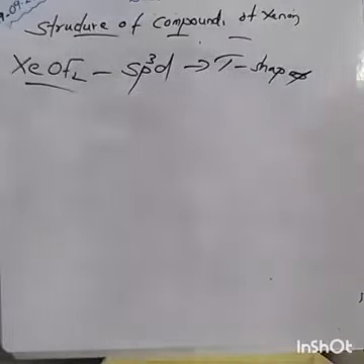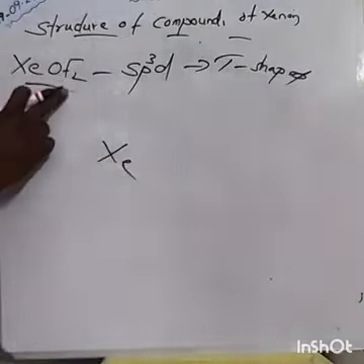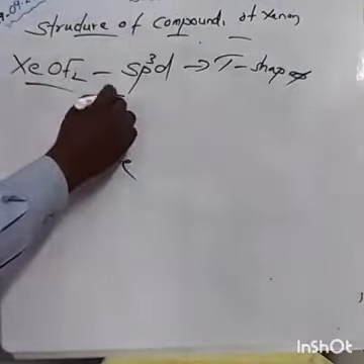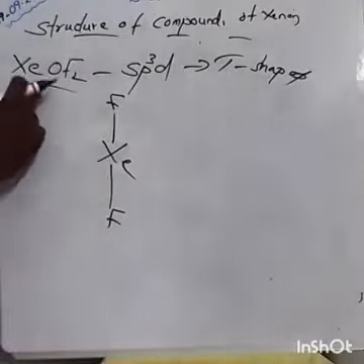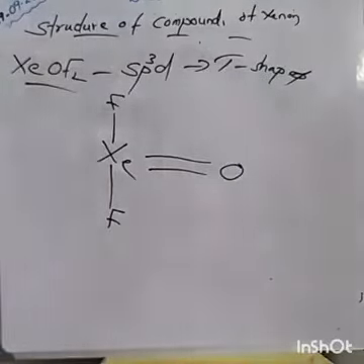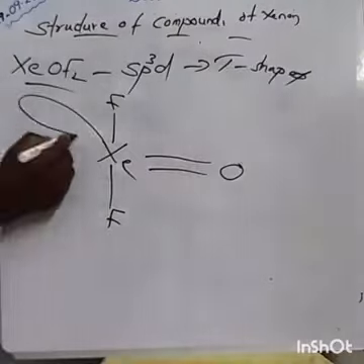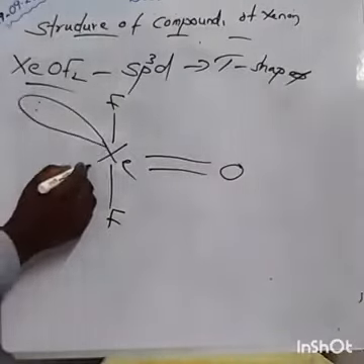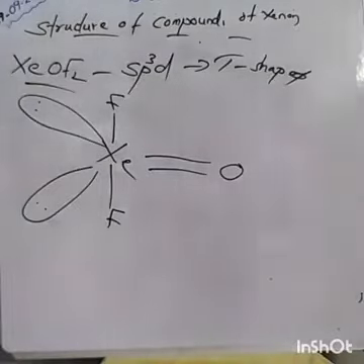We should take it down like this. First we draw the xenon. How many fluorines are there? Two fluorines. What about oxygen? Oxygen. This is the structure. And also, it has two lone pairs of electrons. Okay, this is the shape. Can you draw the T shape?